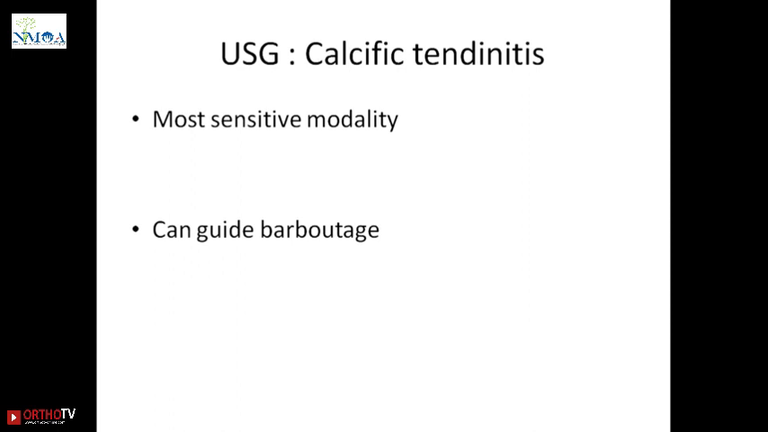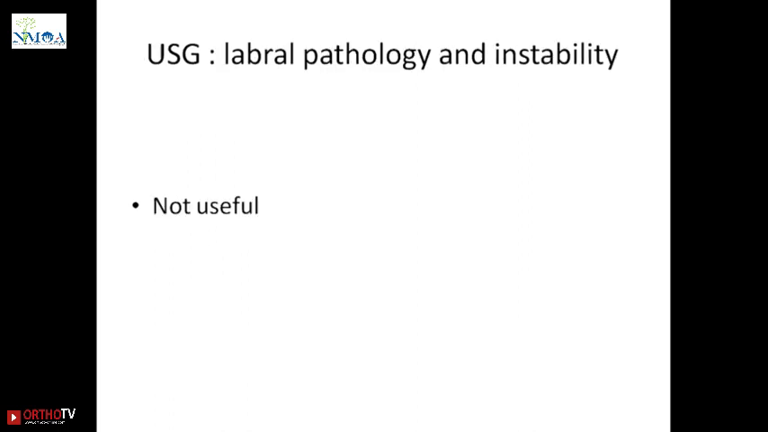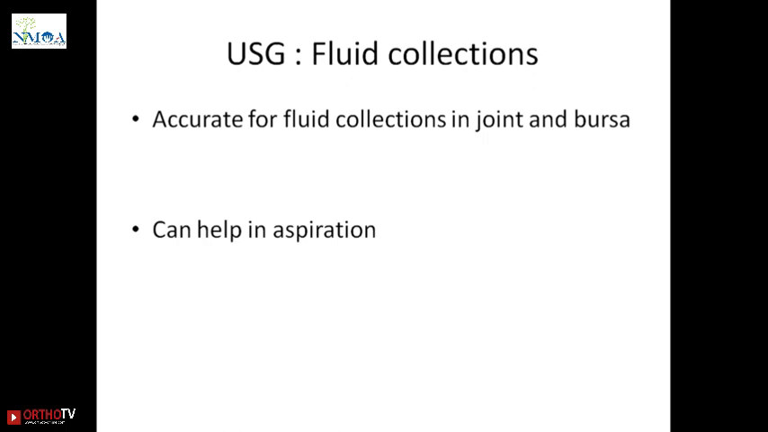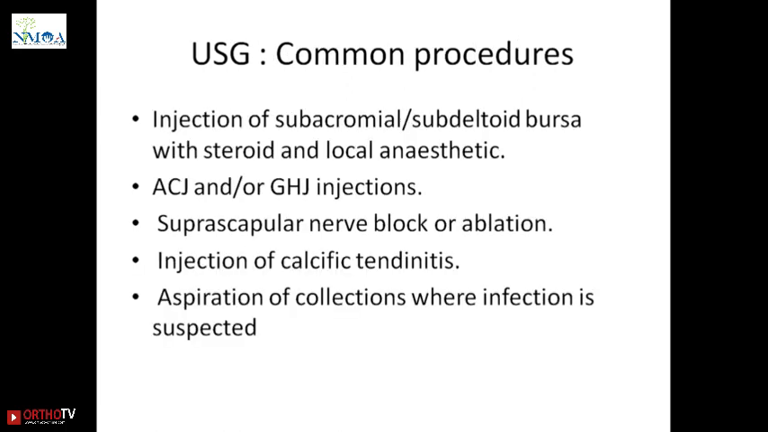For calcific tendinitis, USG is the most sensitive modality and can guide you in doing a barbotage. In labral pathology and instability, USG is of no use. It is useless in labral pathology. Fluid collections, again, it is useful for.